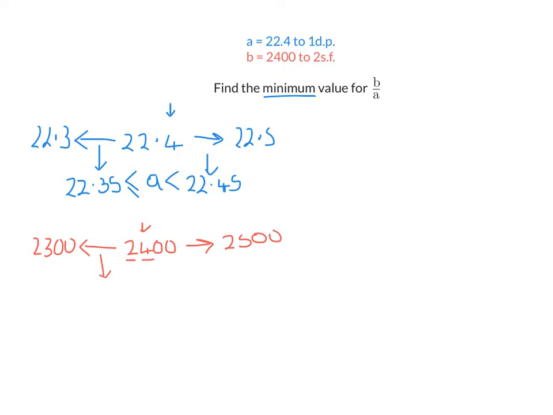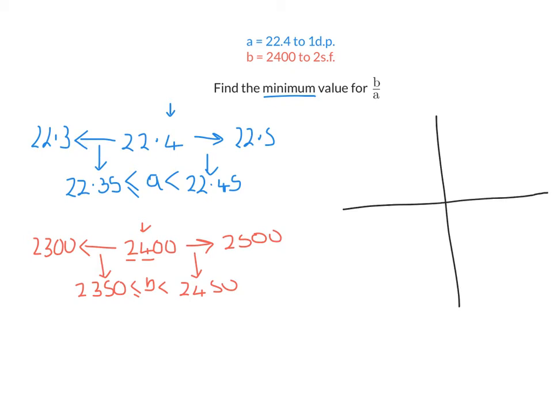At what point do we stop rounding from 2,300 to 2,400? That would be 2,350. And at what point do we stop rounding from 2,400 and start rounding to 2,500? That would be 2,450. And that was my error interval for B. So at this point, I'm going to draw a little grid.